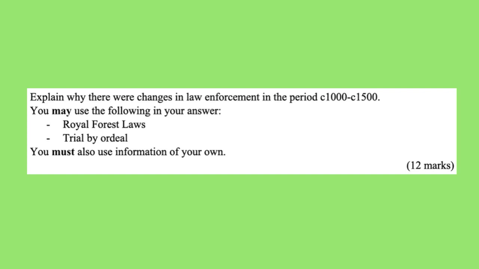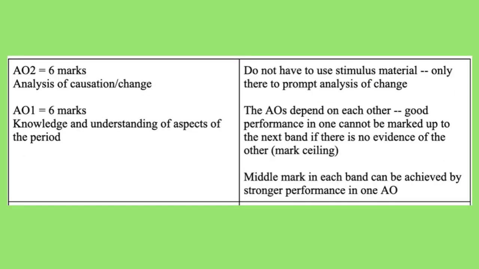Explain why there were changes in law enforcement in the period circa 1000 to circa 1500. You may use the following in your answer: the Royal Forest Laws, trial by ordeal. You must also use information of your own. 12 marks.